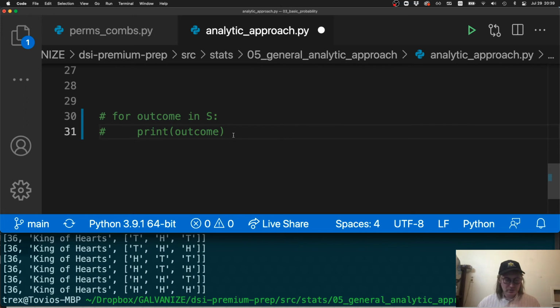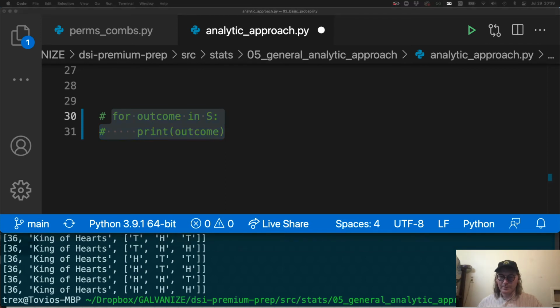Let me actually throw this also in the Slack before I comment it out. So you're going to utilize that code that I just gave you to build. So I built the sample space for you and gave you a look into it, and you're going to answer a couple questions.